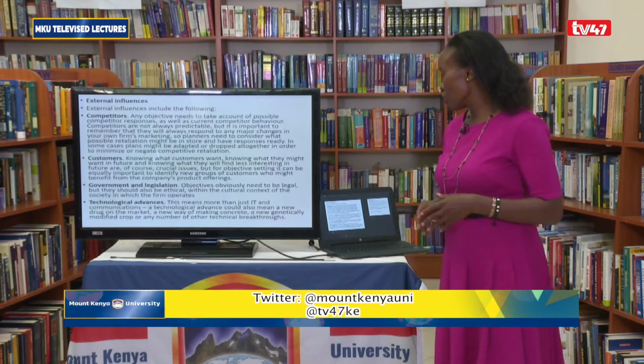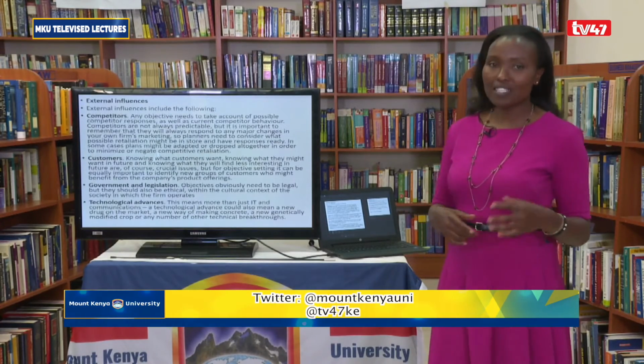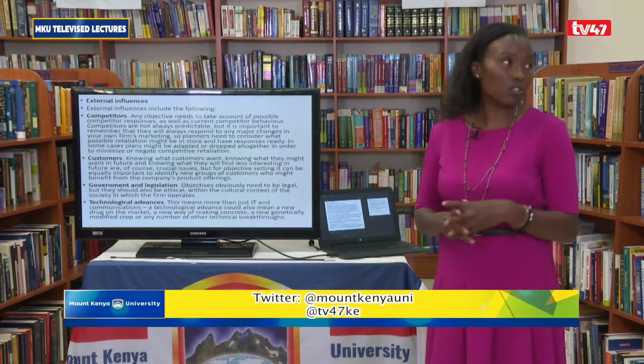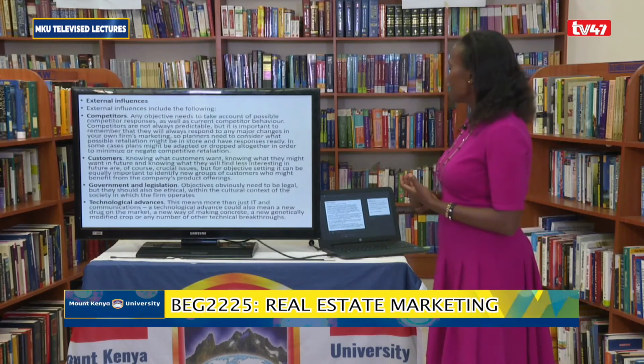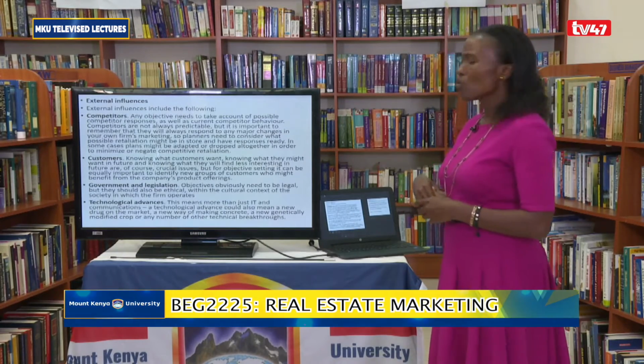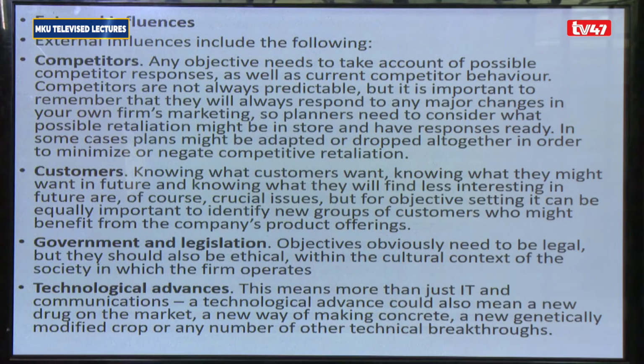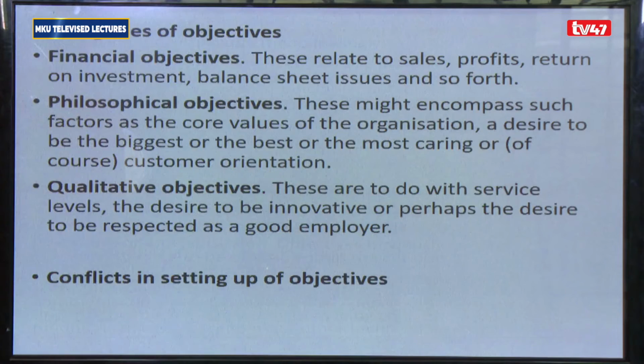And then technological advances. This is not just IT. When we talk about technological advances, it just means advancement of something, a new way of making concrete, a new genetically modified crop, or anything that is new and a new breakthrough. Those are some of the influences that will affect the kind of objectives that you will have. So we move on, as we are still discussing the marketing planning process.